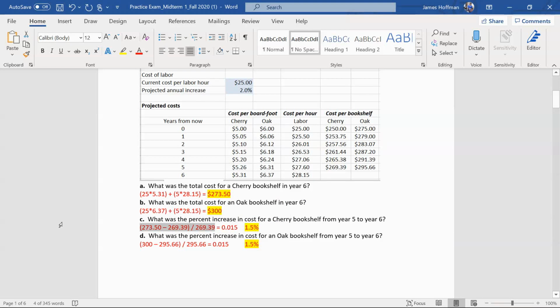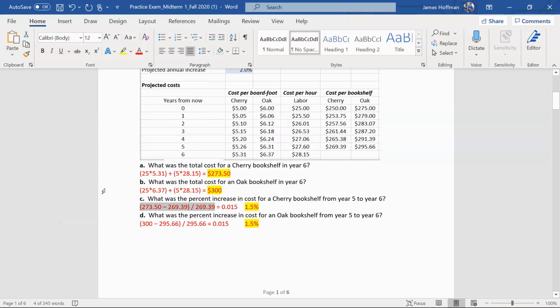Alright, so I think the major questions were, how do we get these numbers? So does everyone see how I got these now? It's just the difference, the change over the original from year 5 to year 6. Okay, so everyone's good on this one, and yes?